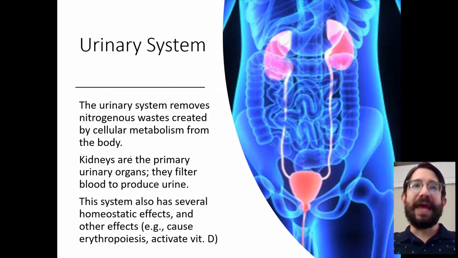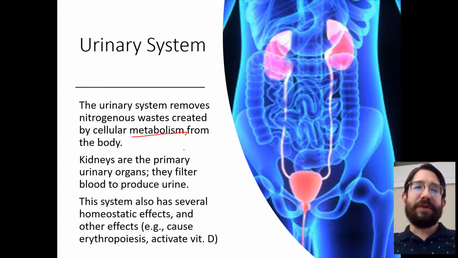And metabolism occurs when cells are building stuff or breaking stuff down. So, breaking down the foods you eat, for example, can release this nitrogen. And the kidneys are the primary urinary organs because they are the ones that will filter the blood to get rid of those nitrogenous wastes, along with other stuff.